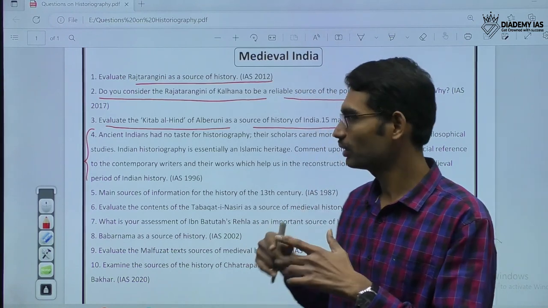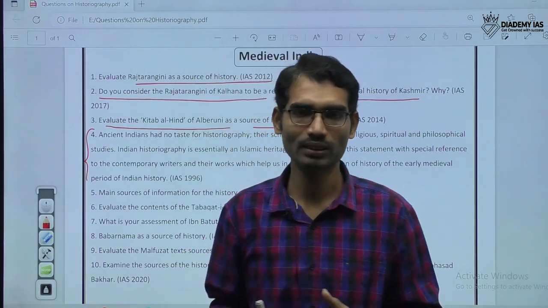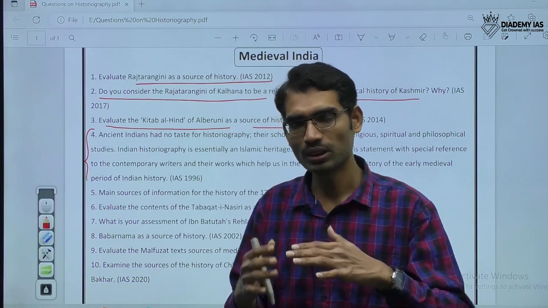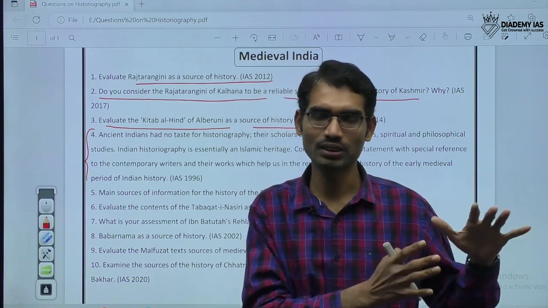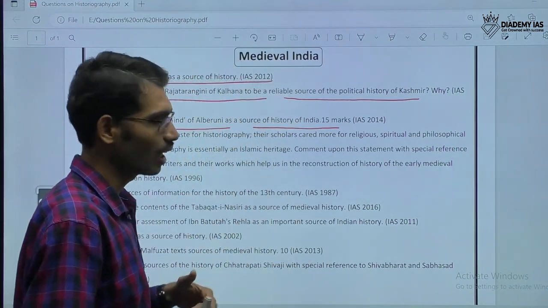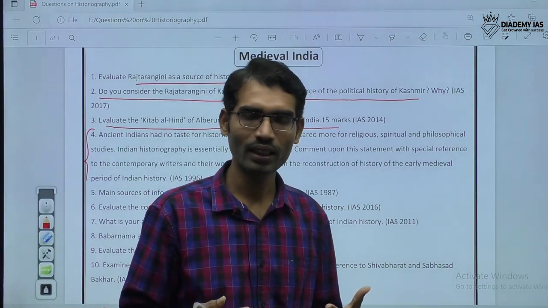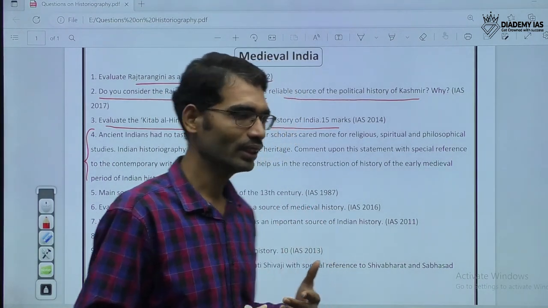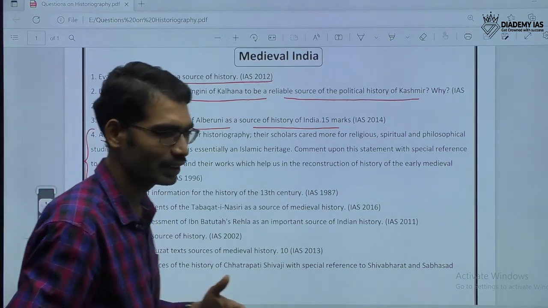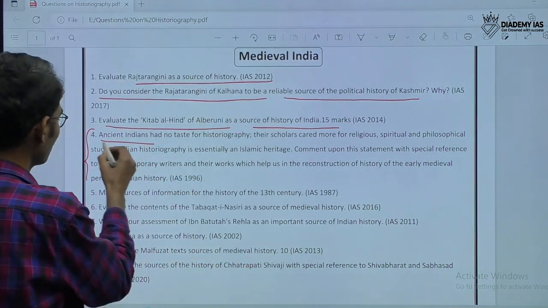They always write in terms of mythological aspect. They mix mythology with the real aspect. Historians find it very difficult to observe what is the reality, what is the real history and what is the mythological angle. So based on this, we have to see in the context of Rajatarangini, Kalhana and other observers that ancient Indians also had a taste of history, and we have to provide that evidence in this question.